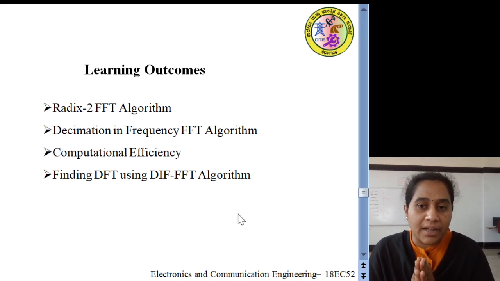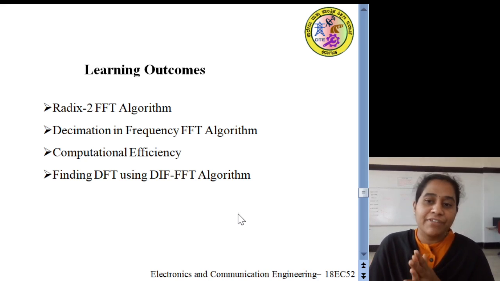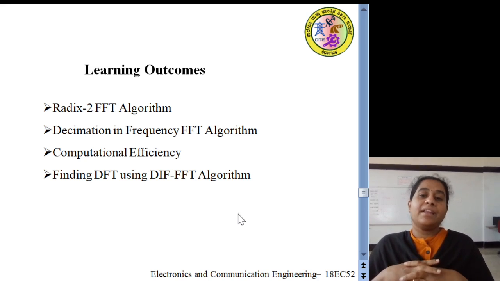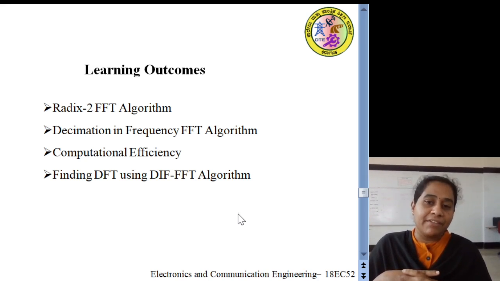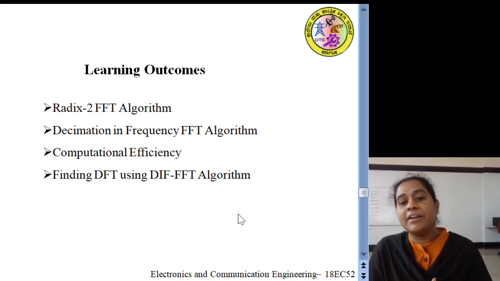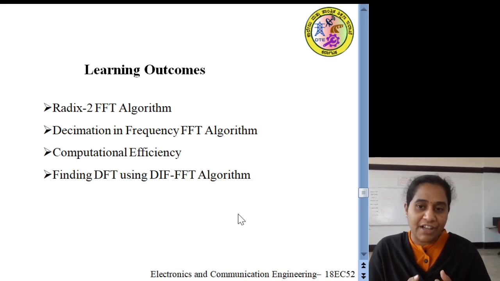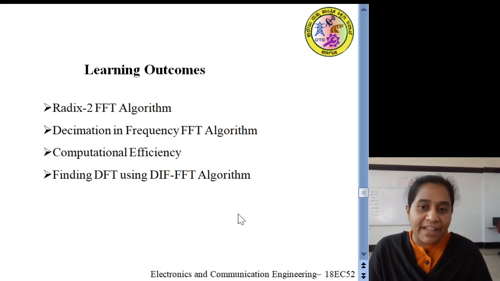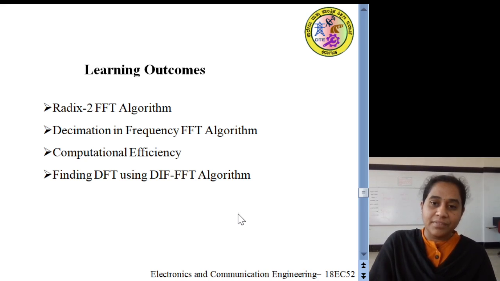Hope you understand the concept of the decimation in frequency FFT algorithm here. So now let us see the learning outcomes. We explained the radix-2 FFT algorithm. We began with that. Then we went into the decimation in frequency FFT algorithm in detail. Then we took the computational efficiency of the algorithm. After that, we considered some illustrative examples for finding the DFT using the DIF FFT algorithm.